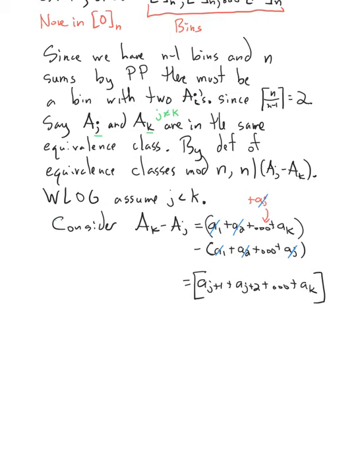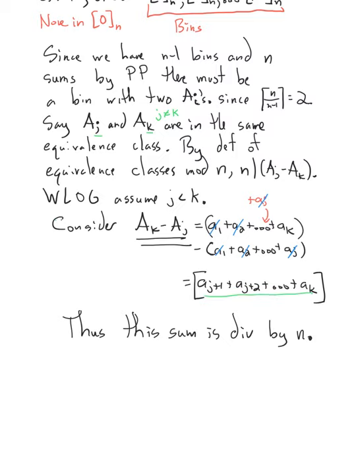And here is our sum. This sum is divisible by n. Since we know AK minus AJ, since they're in the same equivalence class, the difference is divisible by n, and here's the difference. And it is, luckily, a sum of consecutive AIs. So we're done.